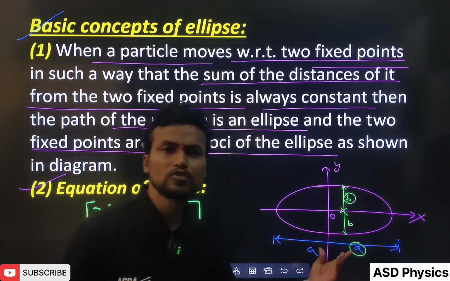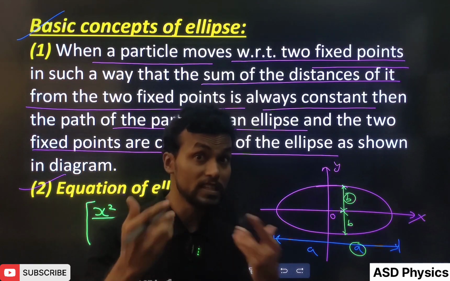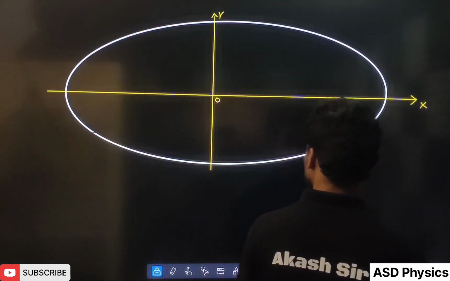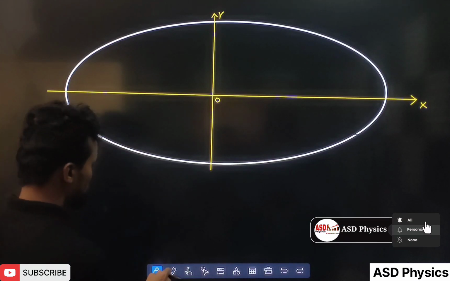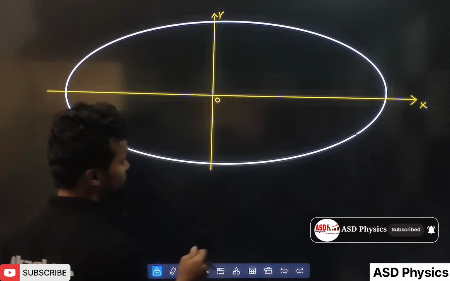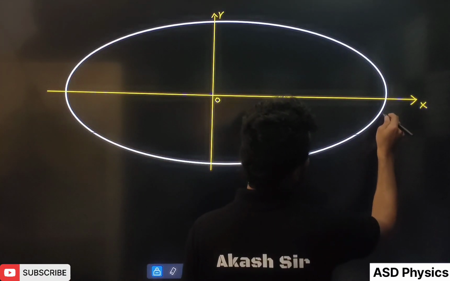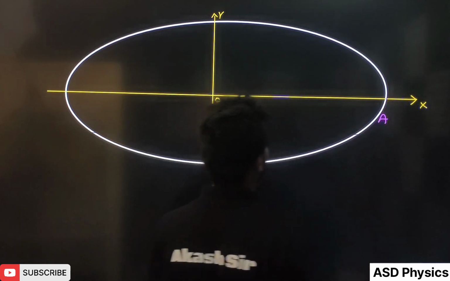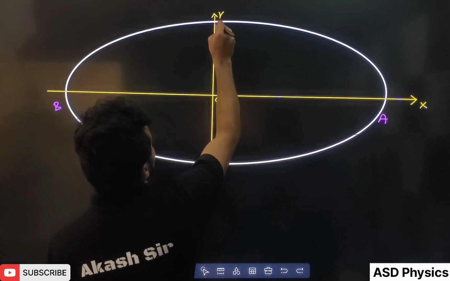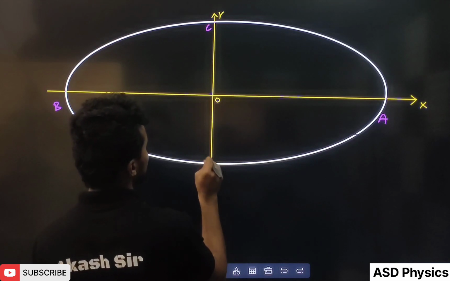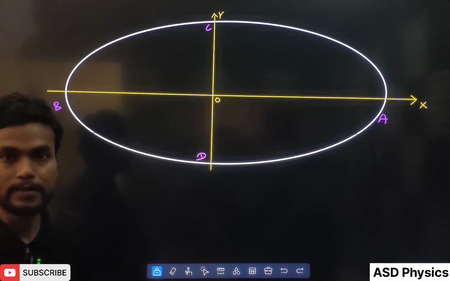Now we are going to learn about this ellipse in a somewhat detailed manner. Students, here I have drawn a somewhat bigger diagram. Let me first write some points. This is point A, this is point B, here I have taken point C, and this is point D.